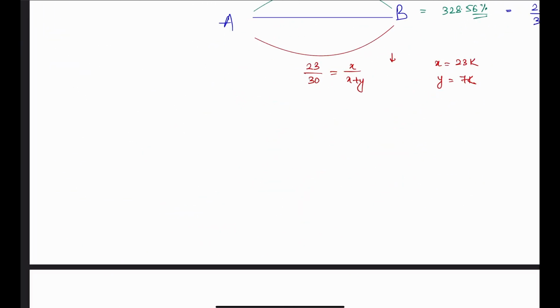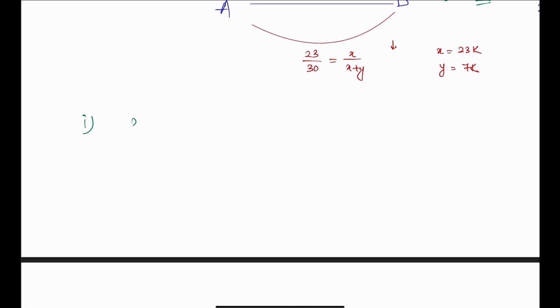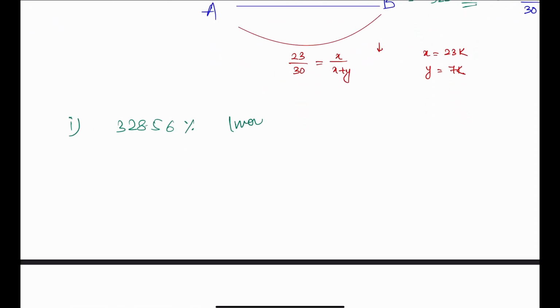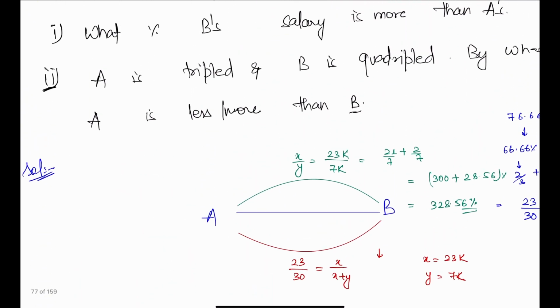Right. So the first answer is 328.56%. And it will be more. It will be more because the above one is for more. Right. Now the next question, again same concept which we will use again. So A is triple, B is quadruple.